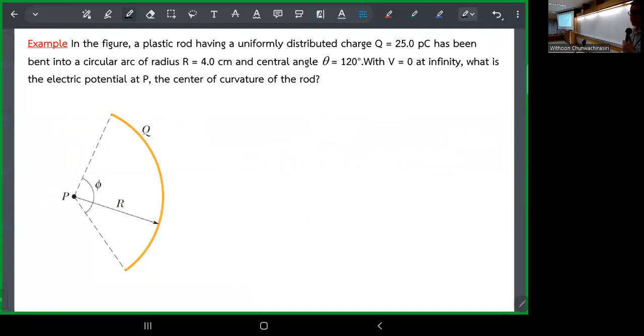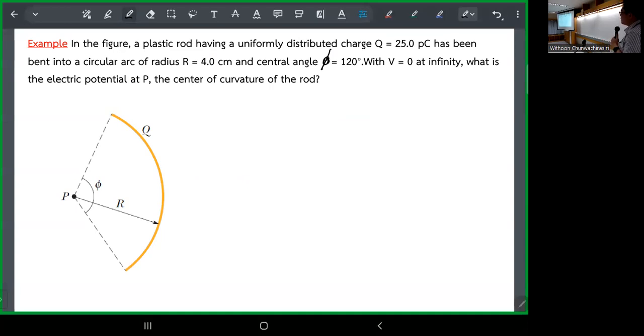Okay. You have a plastic rod. Now you bend it into the form of an arc, but we have seen this already from the electric field calculation, right? And now the amount of charge on this rod is given as 25 picocoulomb, and you still remember the pico is 10 to the negative 12. It's been bent into a circular arc of given radius. The angle in the middle is supposed to be phi, sorry guys, it's not theta, there you go. The phi is 120 degrees, just like the previous problems.